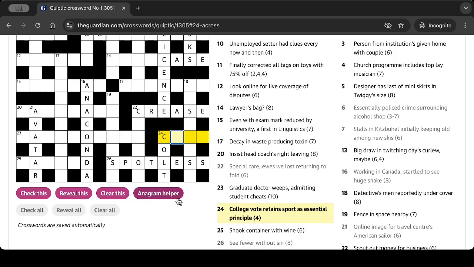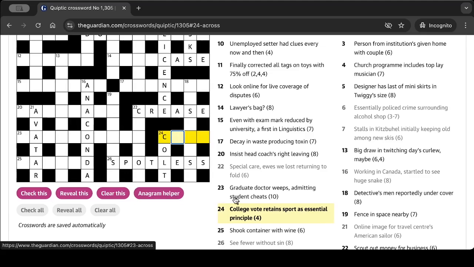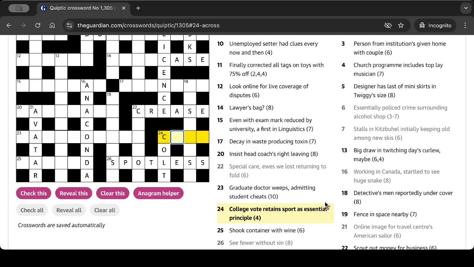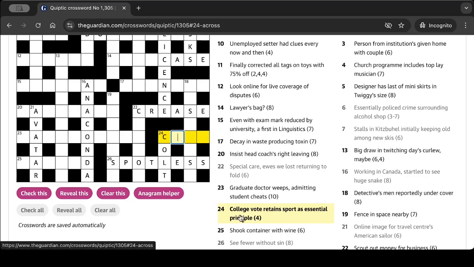College vote retains sport as essential principle. So if essential means that we're taking first letters, it could be that college vote retains sport. The first letters of these words are used. I think we're probably looking at something which means a principle. A vote could be for, it could be nay, it could be yay. College may just be the C, because we've got the word essential. We may also be looking at an S and an A, so the first letters.